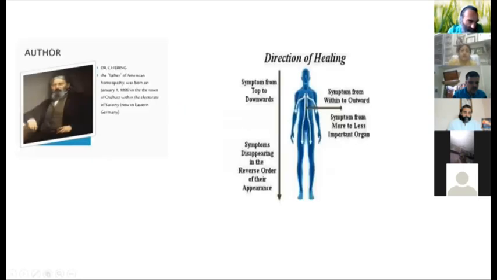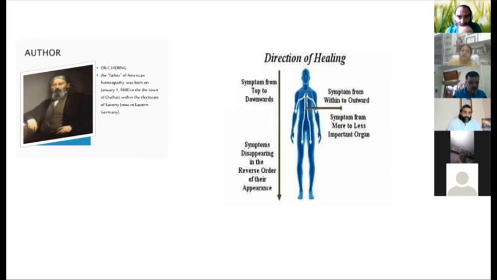Dr. C. Hering, the father of American homeopathy, was born on January 1st, 1800 in the town of Saxony, Germany. He said, we have to follow the direction of healing, that is symptoms from top to downwards, symptoms disappearing in the reverse order of their appearance, symptoms within, outward, symptoms from more important organ to less important organ.